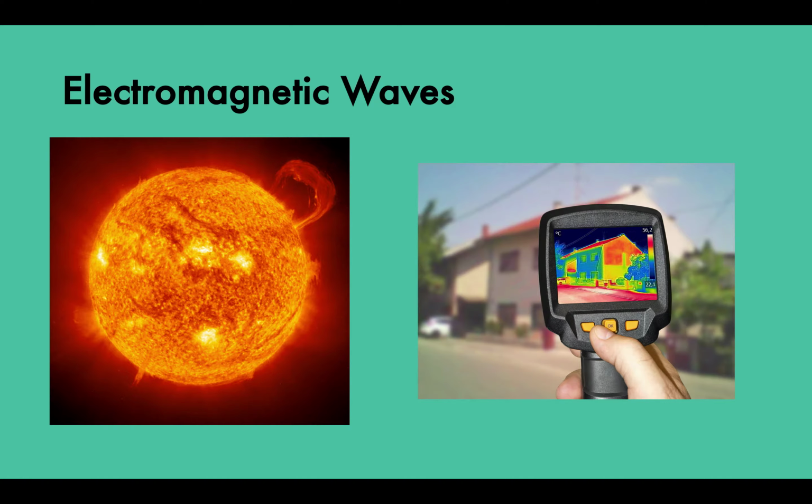For example, all objects emit infrared radiation, and here on the right we have an image of an infrared camera which can see objects in the dark. So if this image was taken in the dark instead of in the day, the image on the camera would look exactly the same because the house is emitting infrared radiation.